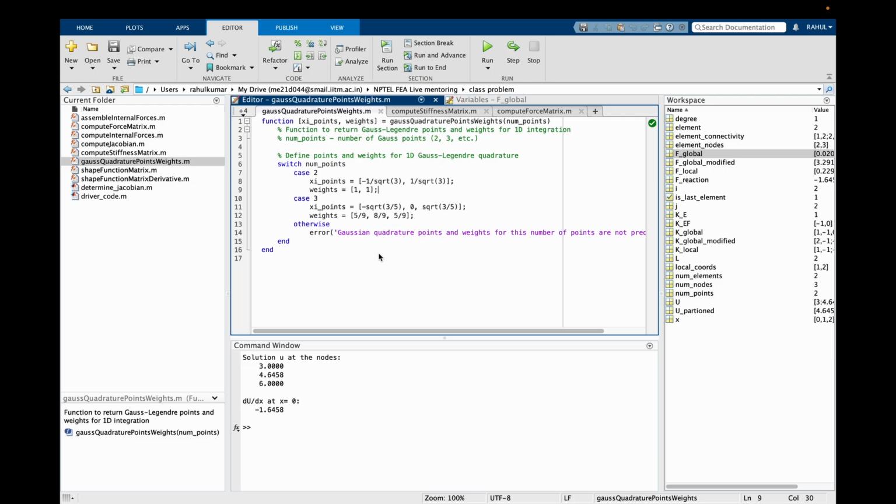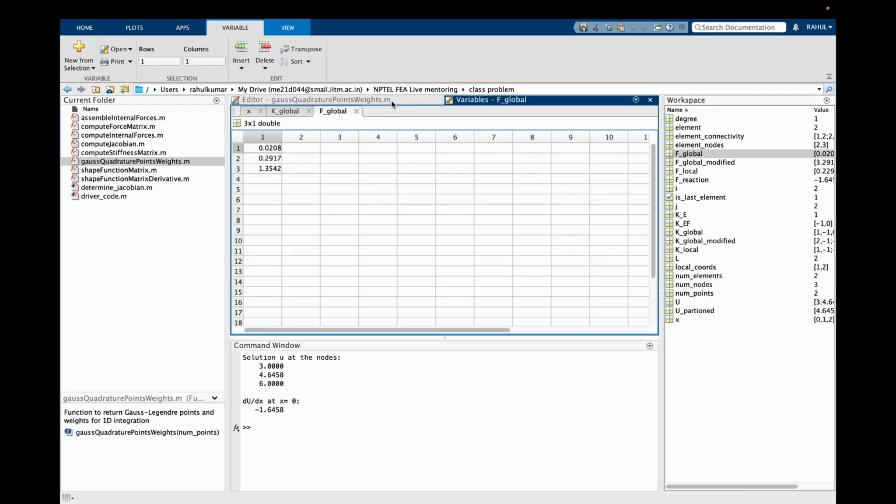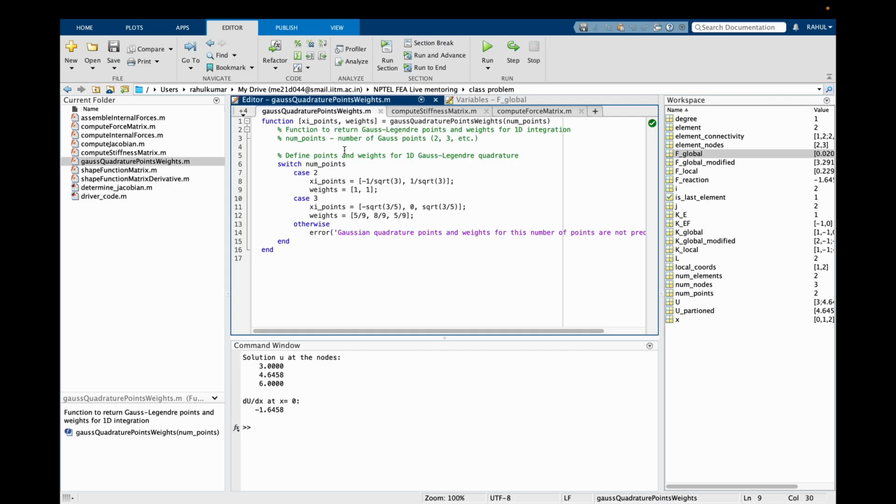Actually, I have not added that. I have only added Gaussian points for linear elements and for quadratic elements, so I have not added them here. We need to add that. That is fine, we can also modify that. Nothing to worry about.